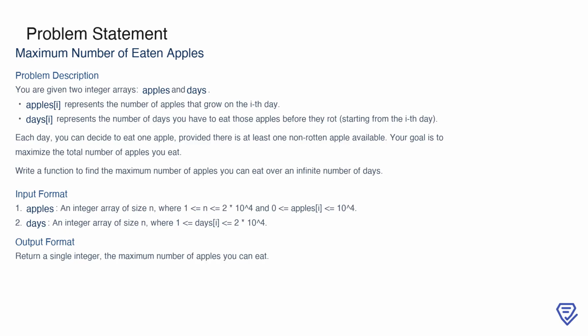The challenge is that we can eat at most 1 apple per day, and only if there are non-rotten apples available. The goal is to write a function that calculates the maximum number of apples we can eat, considering these constraints. The input size can be quite large, so the solution needs to be efficient. Let's now break this down further with examples.